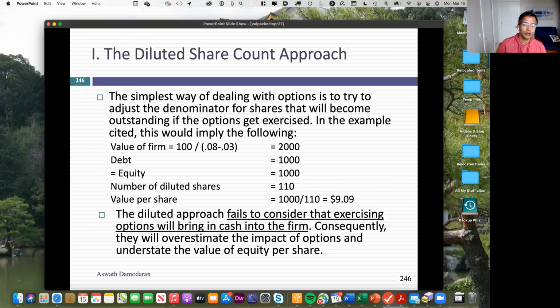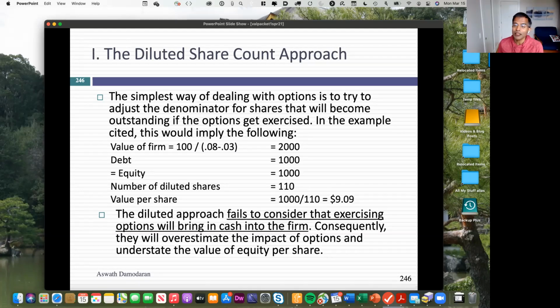What would you have to do if you decide to exercise? Let's say you decide to exercise the shares, the options today. You're going to get 10 million shares, but what would you have to pay me? You have to pay the exercise price, which would be 10 times $10, which is 100 million. That's going to come in as a cash inflow.